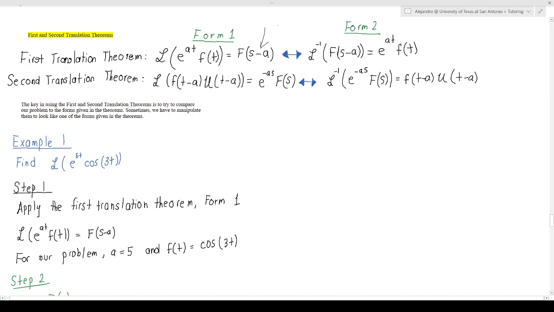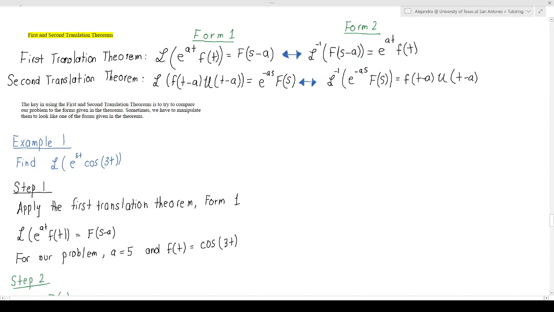So, for example, this is the Laplace of f of t, which would be F of s, and then everywhere we see an s in big F of s, we would plug in s minus a to get big F of s minus a. And we write form 1 here because we're going from the t domain to the s domain.